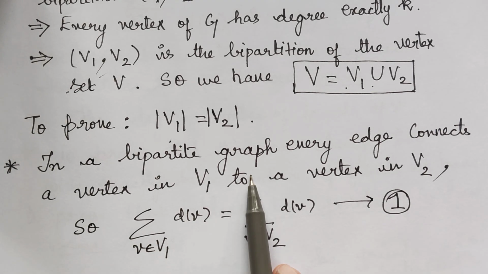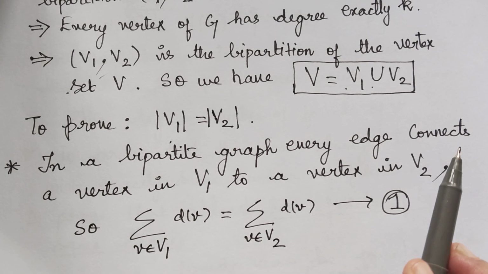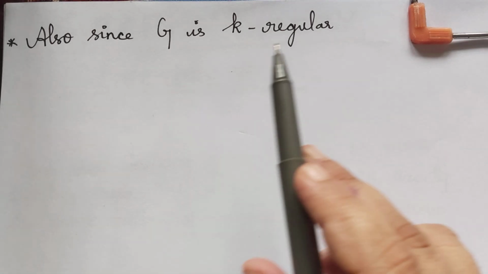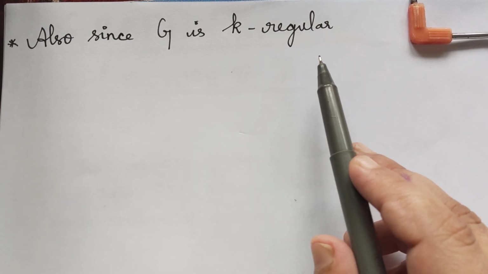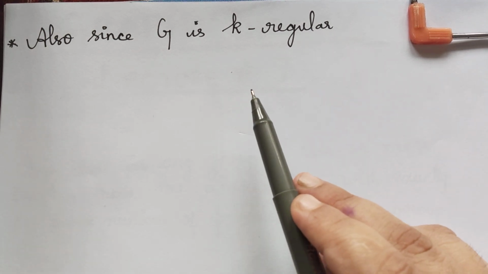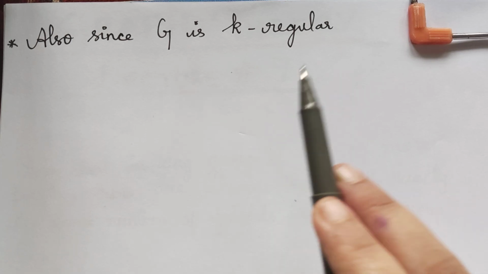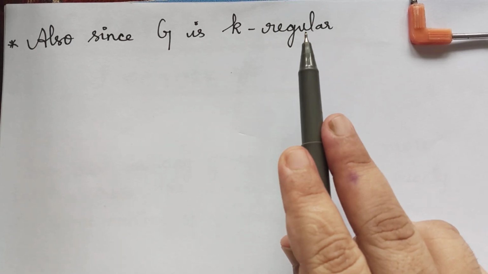So in a bipartite graph, if you consider an edge, it will connect a vertex in V1 to a vertex in V2. So we can say that if you sum up the degree of all vertices from the vertex set V1, it will be equal to the sum of the degrees of all vertices from the vertex set V2. Also, since G is k-regular, each vertex in the set V1 will have degree k, and also each vertex in the set V2 will also have degree k.